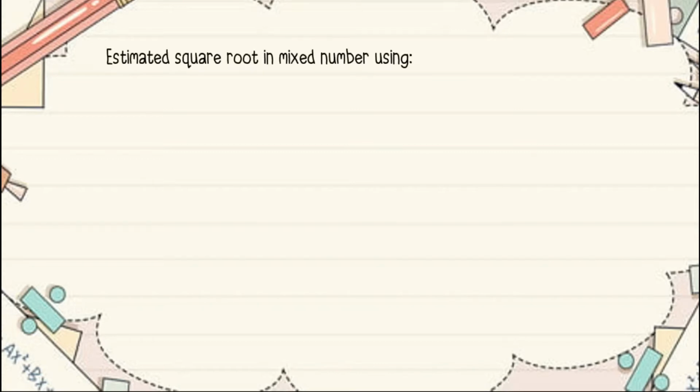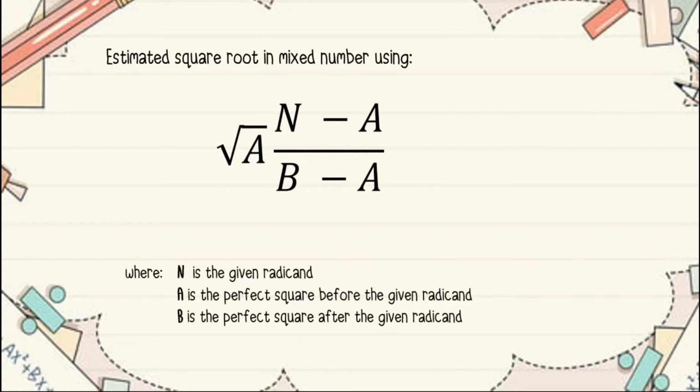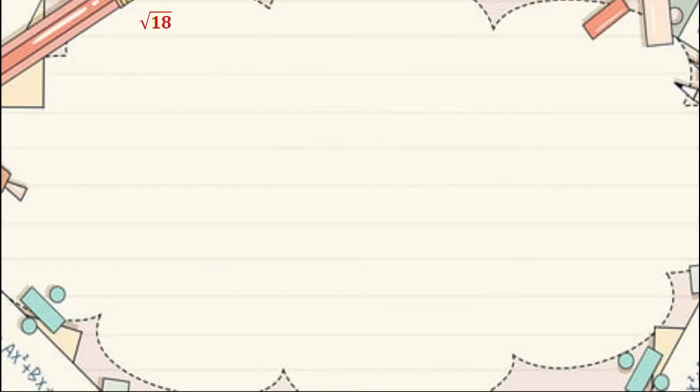So we're going to use this notation. The square root of a plus n minus a over b minus a, where n is the given radicand, a is the perfect square before the given radicand, and b is the perfect square after the radicand. Let's have the first example. Let's find the estimated root of square root of 18.